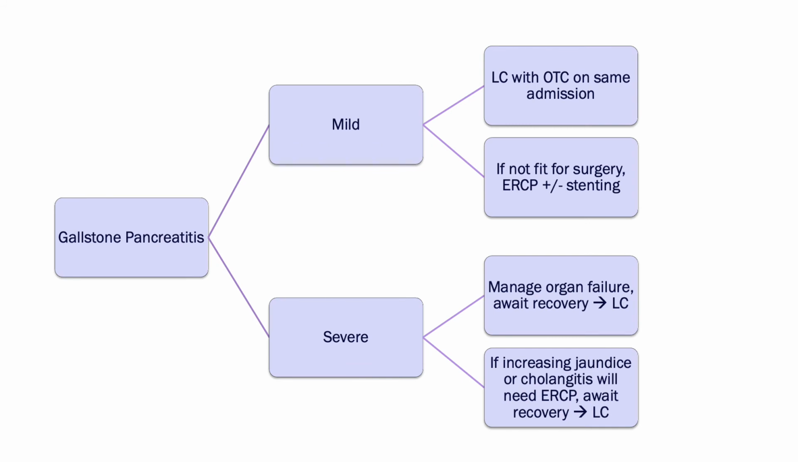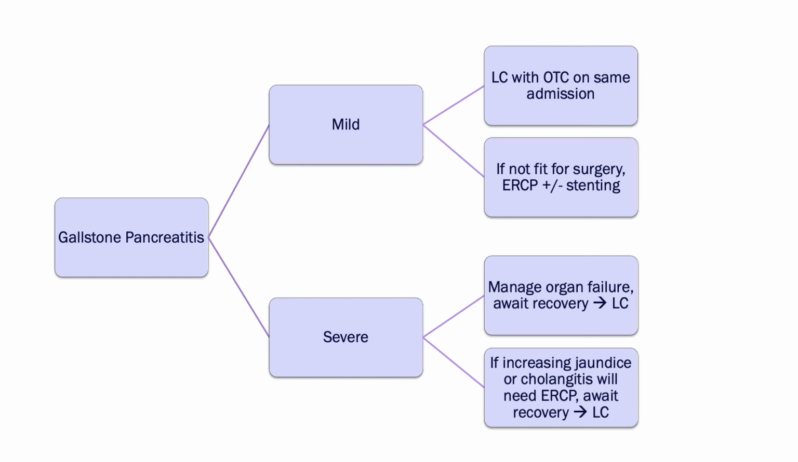In this pathway, we talk about the management of gallstone pancreatitis. So, first of all, you can grade your pancreatitis according to the Glasgow score. If it's mild, ideally we want to do a lap chole with on-table cholangiogram on the same admission. If they're not fit for surgery, we can do ERCP plus minus stenting.